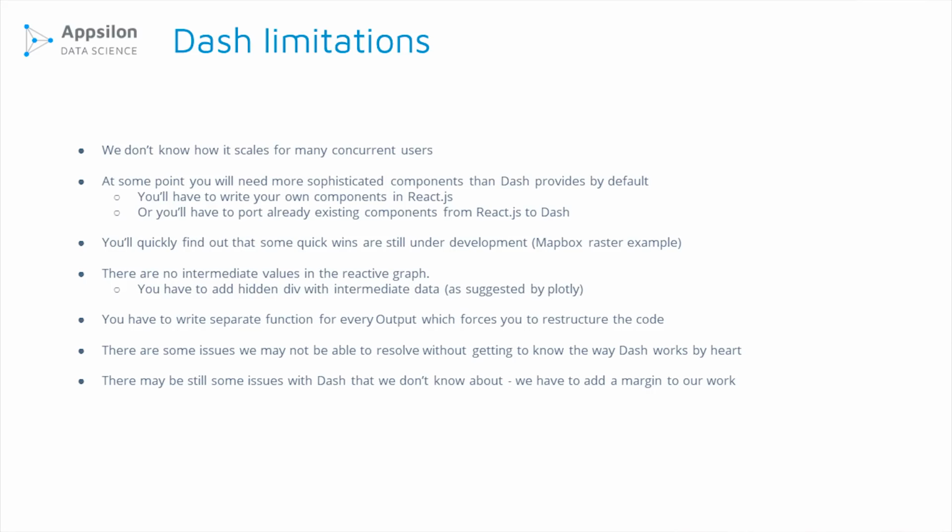I think that Mapbox is a good example. We wanted to use it first, but then realized that we cannot add a single picture to the map because the raster is not implemented yet, and that's why we had to implement our own Leaflet port.